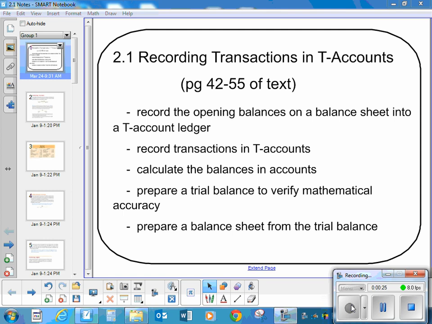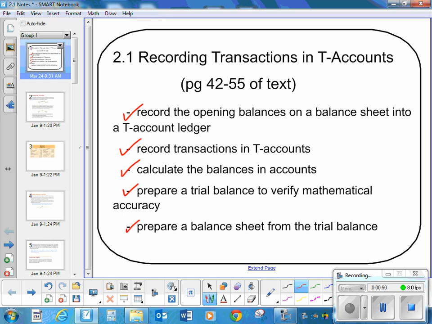If you're following, we're on page 42 to 55 of the textbook. The things we're going to cover in this section: we're going to talk about recording opening balances into T account ledgers, and recording transactions into T account ledgers. We're going to find out what their final balances are. We're going to learn what a trial balance is, and then we're going to make yet another balance sheet that we already know how to do.